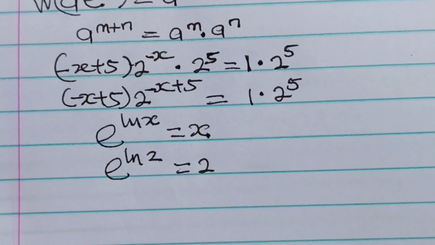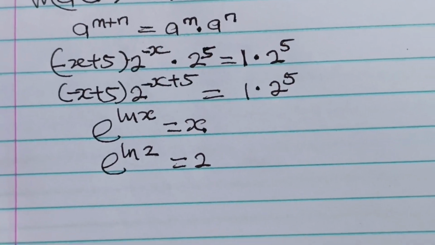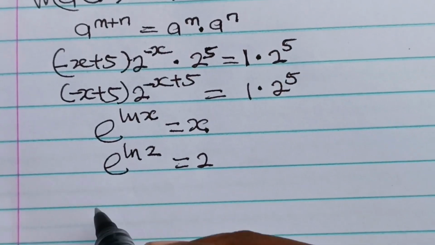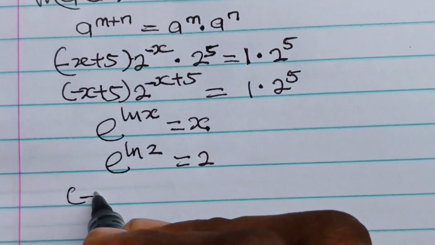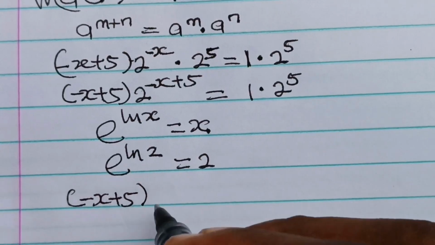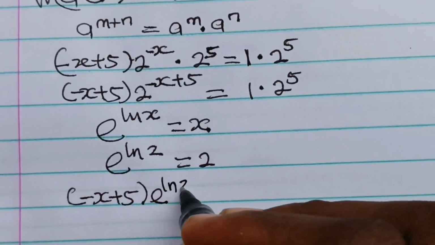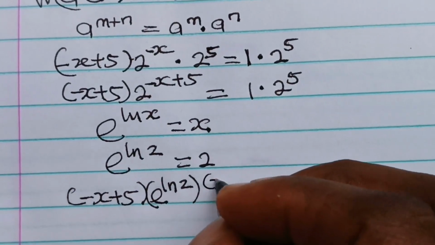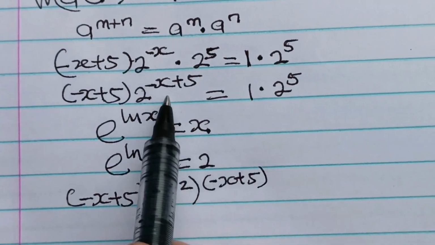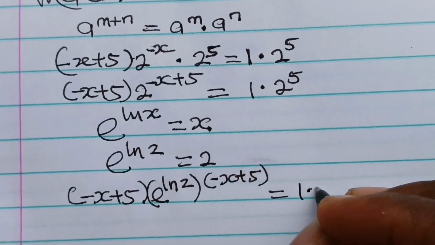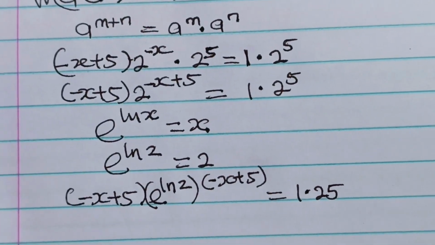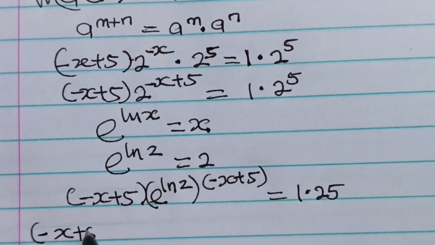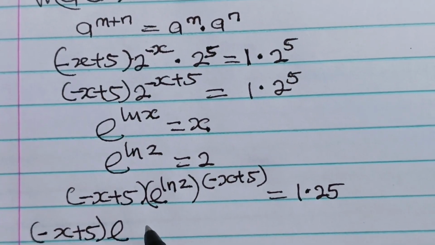So all we need to do is replace this 2 with e to the power of ln 2. So we'll now write (-x + 5), e to the power of ln 2, that is this 2, now raised to the power of what? (-x + 5), that is this one, is equal to 1.25.